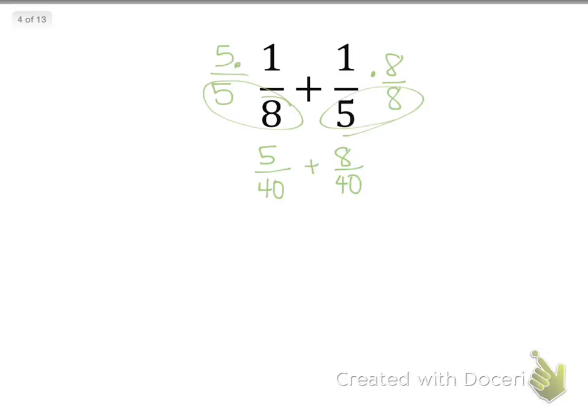Okay, now that they have the exact same base, we can write it as one fraction with the same base. 5 plus 8 then gets me 13. So this is kind of what we're going to be doing today, where we're getting them to have common denominators, and then we're going to be combining them and simplifying the top.